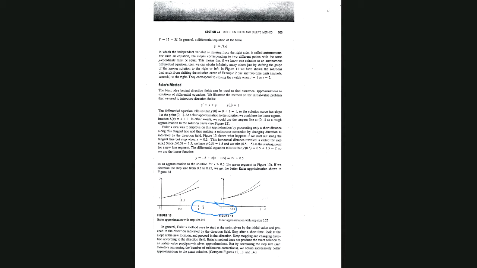And is the approximate solution better when the step size is smaller, 0.25? Is it better, or is it worse? Definitely better. Yes, that's right. Definitely better. And so you see, that's the beauty of Euler's method.